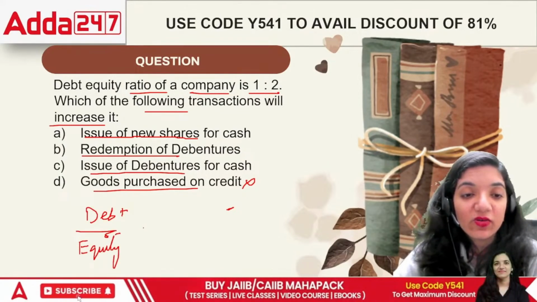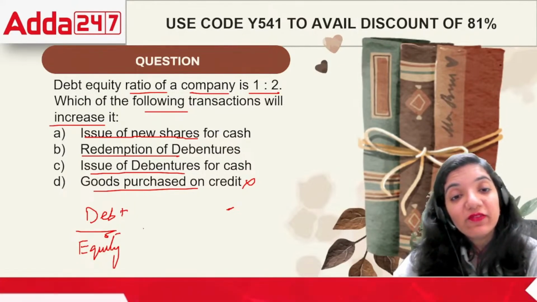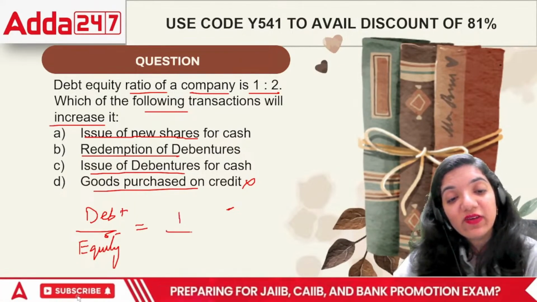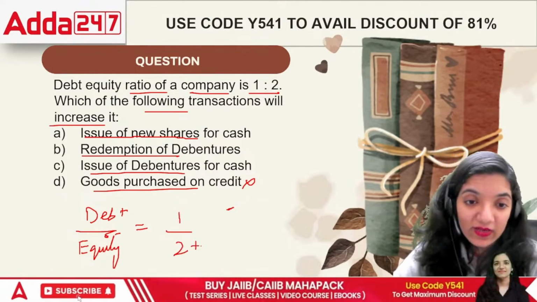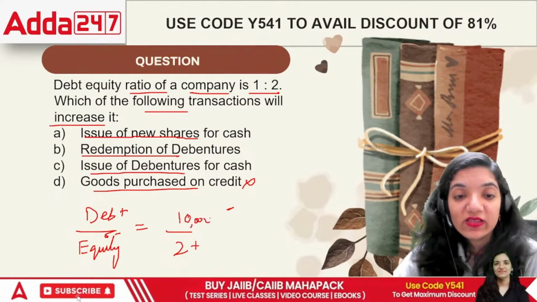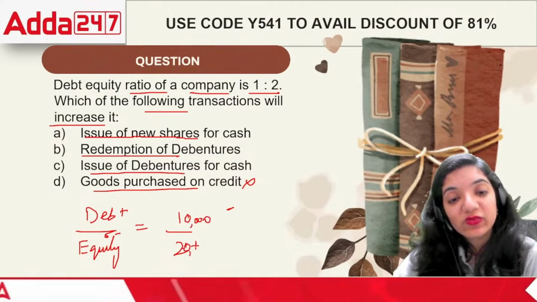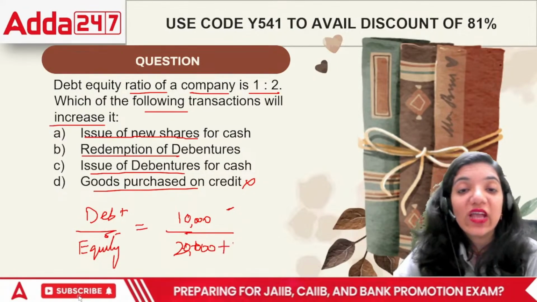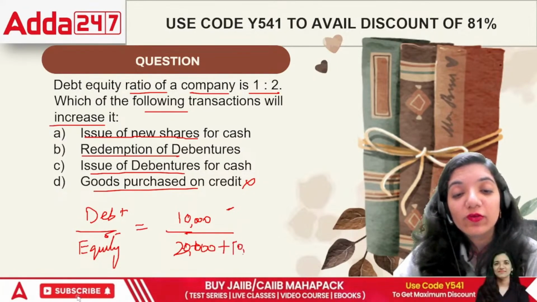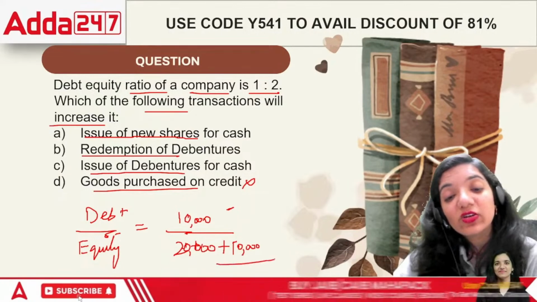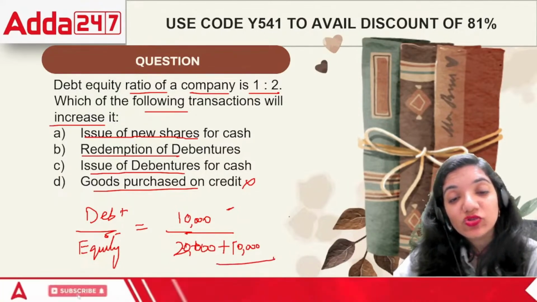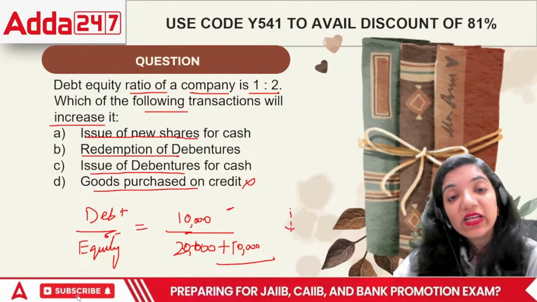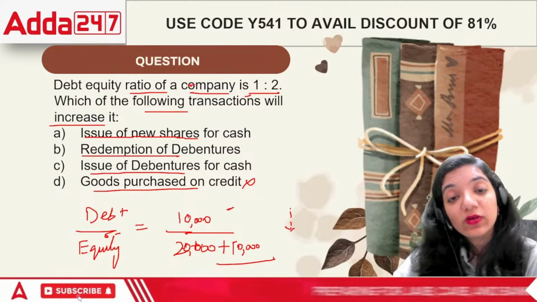If this is the scenario, then what is happening is if I issue more shares, it is currently 1 upon 2. If I issue more shares, then I'll get more money there. Now, if this is 10,000, I'm multiplying both the areas with 10,000 each. This is 20 currently, and on 20, just add 10 more. So in this case, your denominator is increasing, the ratio will fall. So technically, first case will not work.